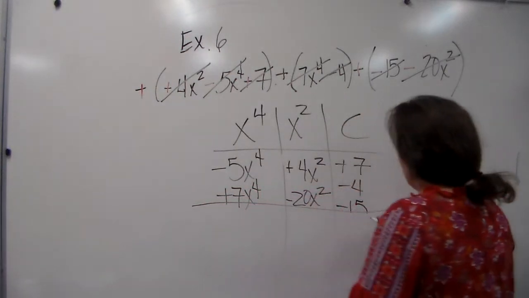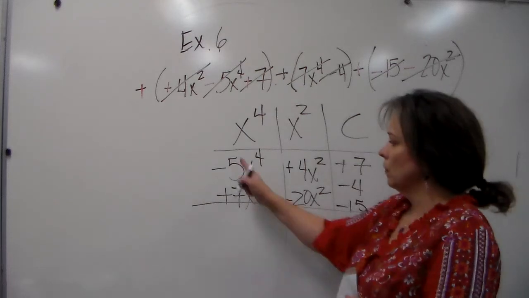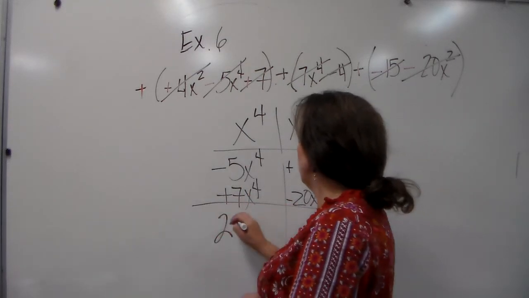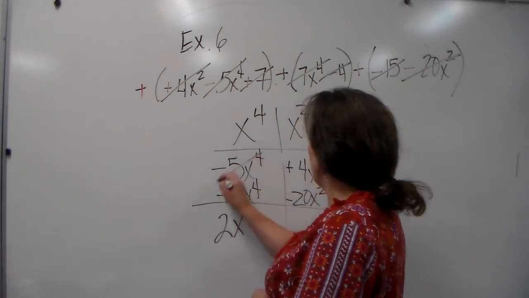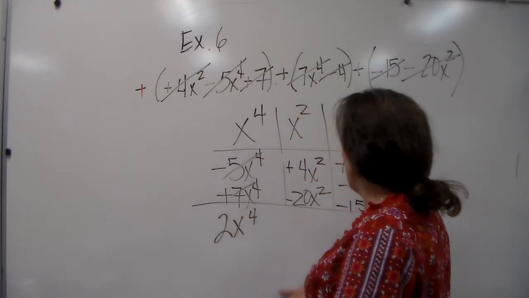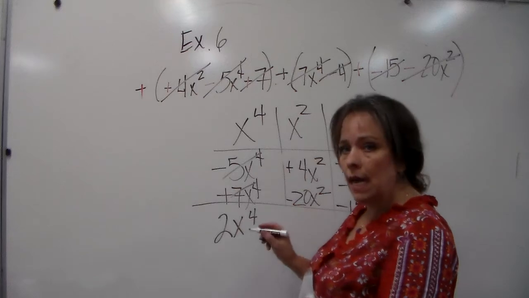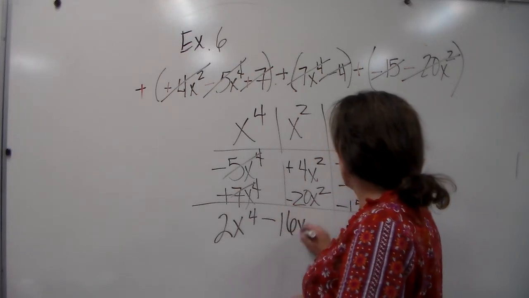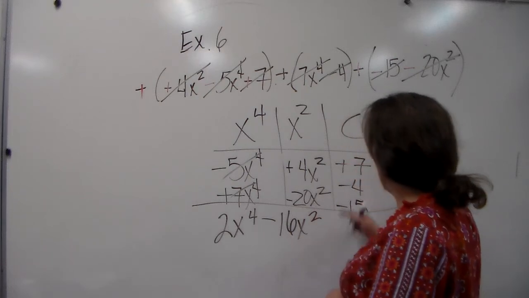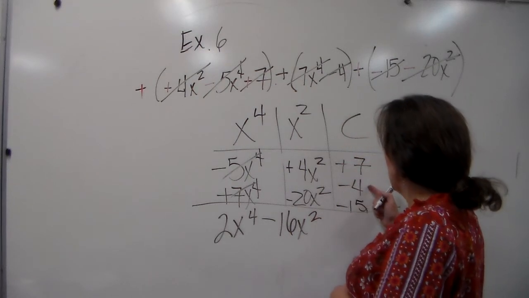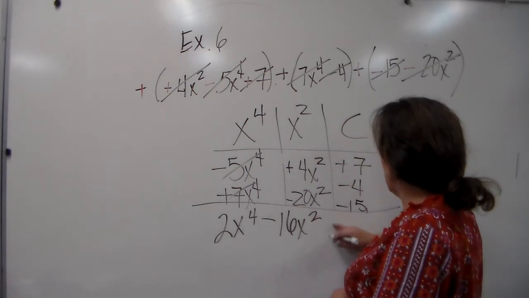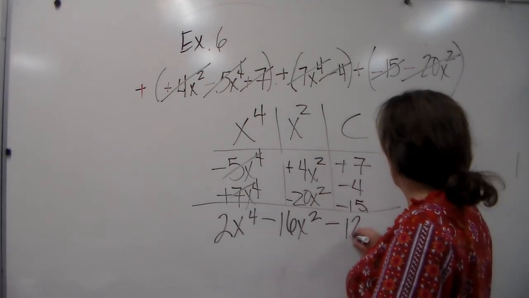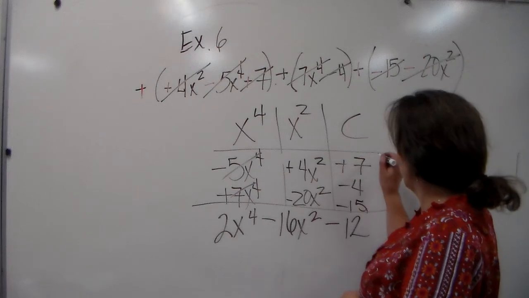And when we combine these terms, we'll combine a negative 5 and a positive 7. That'll give us a positive 2x to the 4th. Here we'll combine a positive 4 and a negative 20, and that'll give us a negative 16x squared. Here we're going to combine a positive 7, a negative 4, and a negative 15 to give us a negative 12 for our constant term, okay?